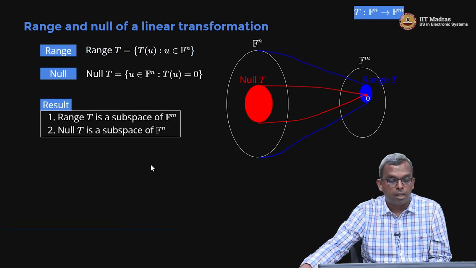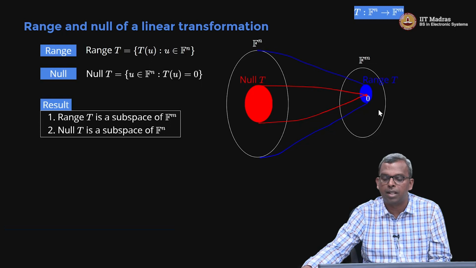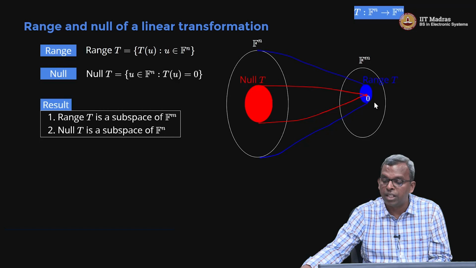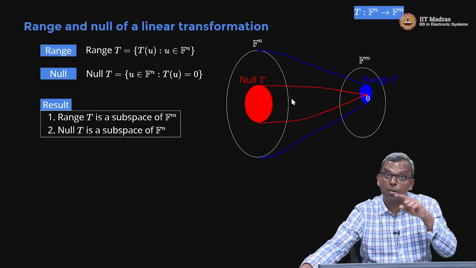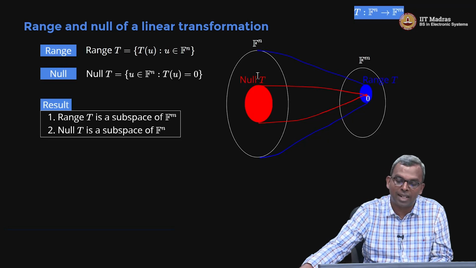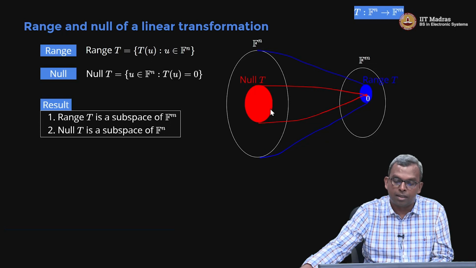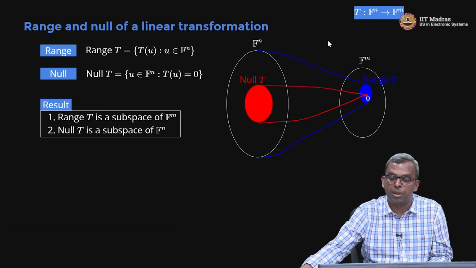Let us see. First of all, here is an interesting result. It turns out range T is a subspace of Fm. It is not just any set, it has to be a subspace. A subspace we know is spanned by a basis, so we can study it very, very well. So, range T is a subspace. Similarly, null T is also a subspace, but it is a subspace of Fn. Remember, null T is inside Fn, range T is inside Fm. So, null T is a subspace of Fn, not just any set. Similarly, range T is also a subspace of Fm.